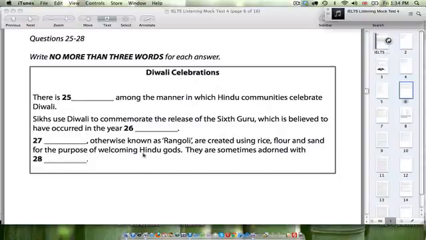Purpose of welcoming Hindu gods. This will likely appear in the listening too. They are sometimes adorned with, which means to be decorated with something. So listen for that. Now listen and answer questions 25 to 28. Likely a noun.